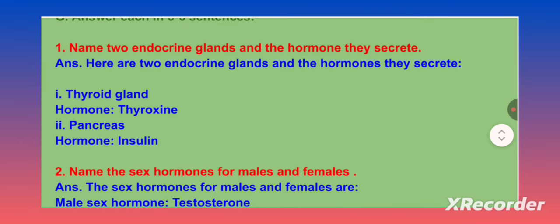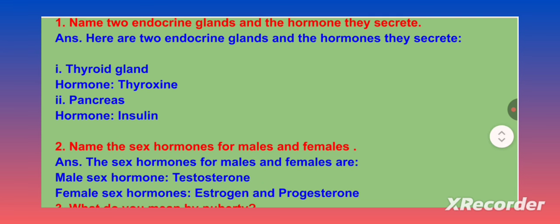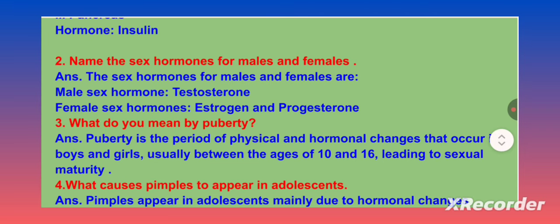Name 2 endocrine glands and the hormone they secrete. Here are 2 endocrine glands and hormone they secrete. Thyroid gland, hormone thyroxine. Pancreas and the hormone insulin. Name the sex hormones for male and female. The sex hormones for male and female are: male sex hormone, testosterone; female sex hormones, estrogen and progesterone.